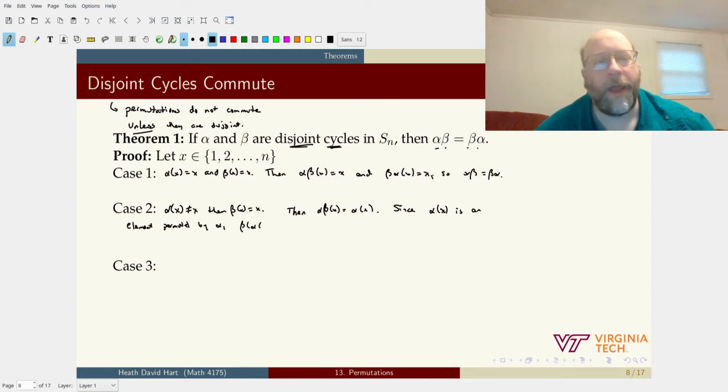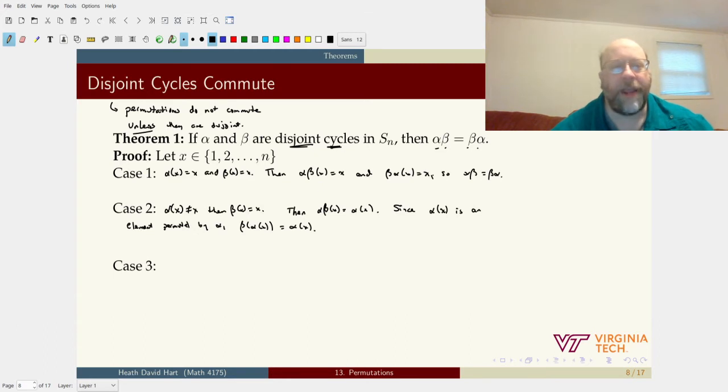Beta of alpha of x has to be left alone by the definition. Anything that alpha touches, beta leaves alone. And so alpha of beta of x is equal to alpha of x, and beta of alpha of x also equals alpha of x.